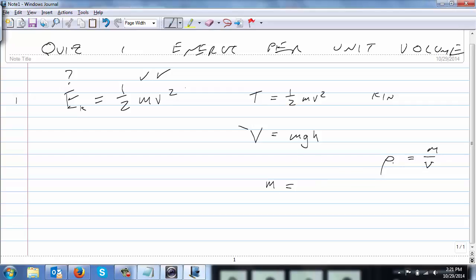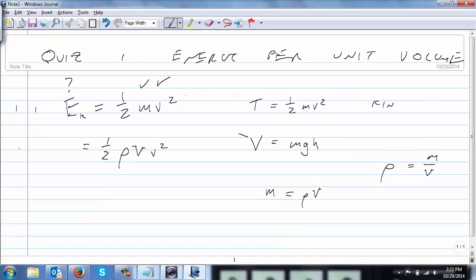Now, so we've got density is mass over volume, so mass equals density times volume. Again, based on what I said 5 minutes ago, you want to solve this symbolically first before you start sticking the numbers in. So it equals 1/2 rho big V little v squared. Now, we still have one equation and one unknown, because we know the density, I gave you the volume, and we know the velocity.